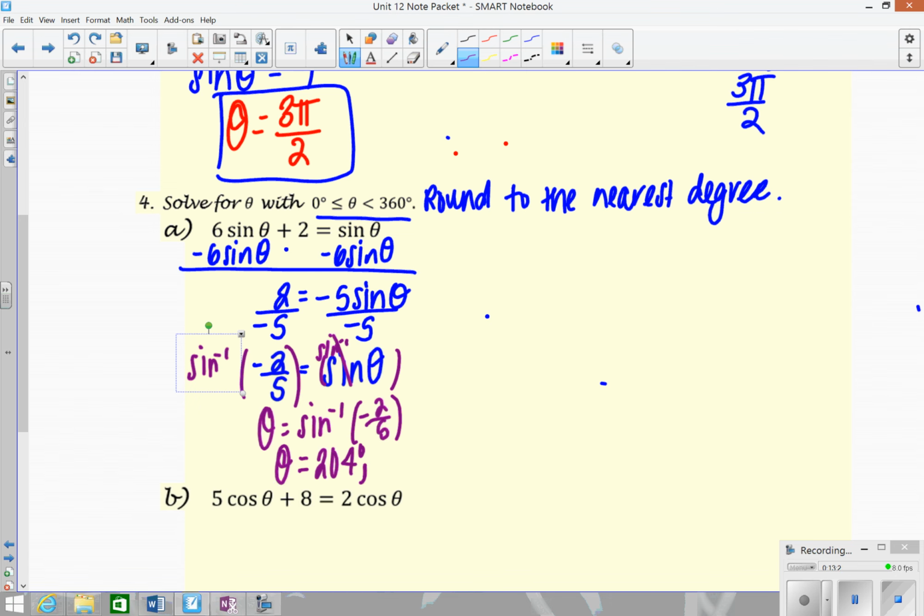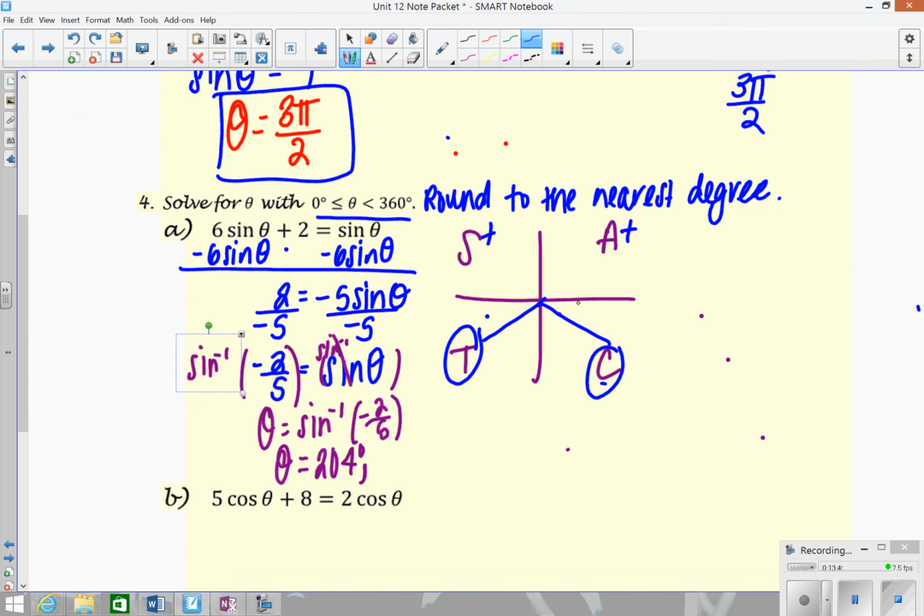But remember, if we're looking at this in terms of finding all the angles between 0 and 360, we have to figure out what's the other angle, or if there's another angle. So all students take calculus. We're looking at sine of theta is equal to a negative number. So that means I'm looking at these two quadrants here, because sine's positive here and here. So I draw in my reference angles. This is the 204.